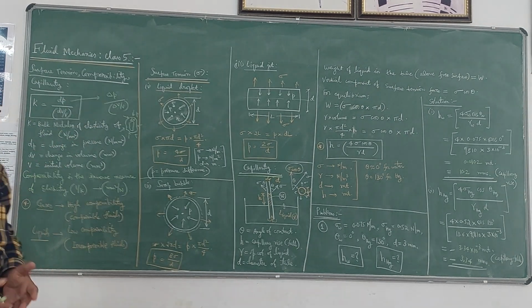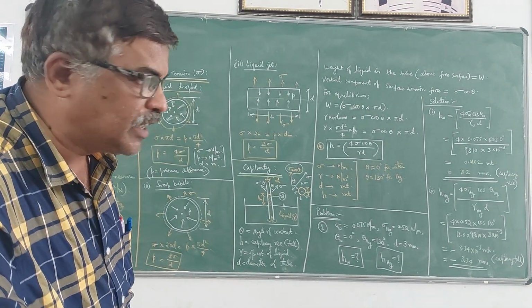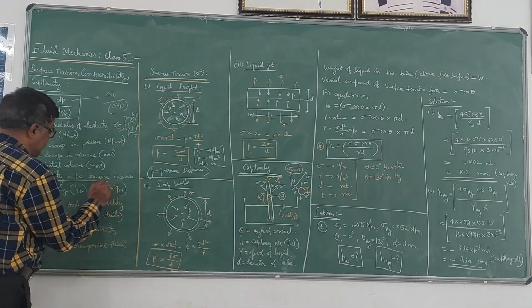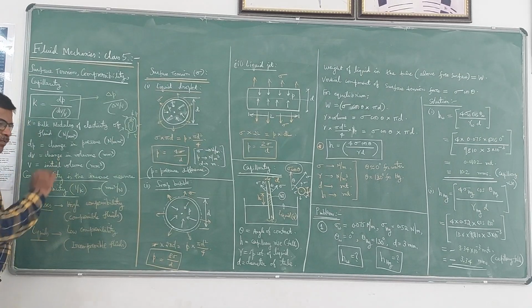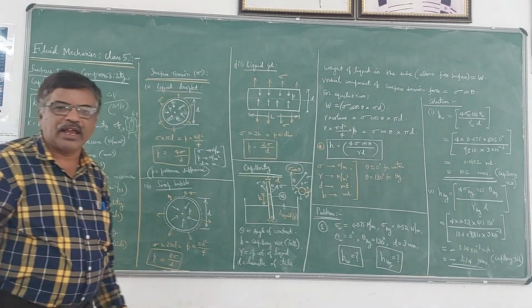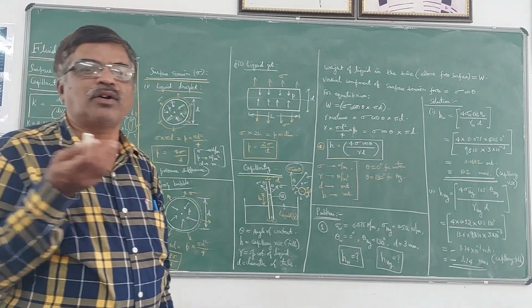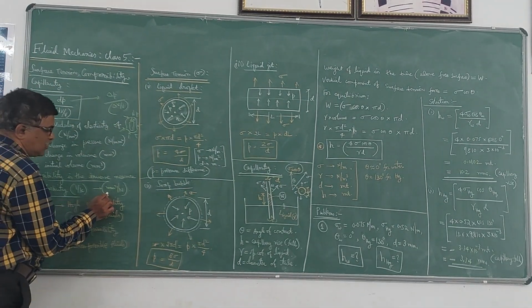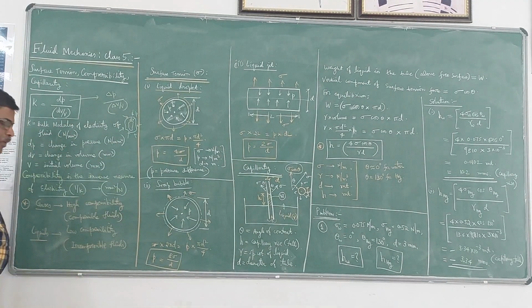So compressibility is an inverse measure of elasticity. Elasticity is defined in terms of K, whereas compressibility is the reciprocal of K, 1 by K. So the units of compressibility will be millimeter square per Newton.